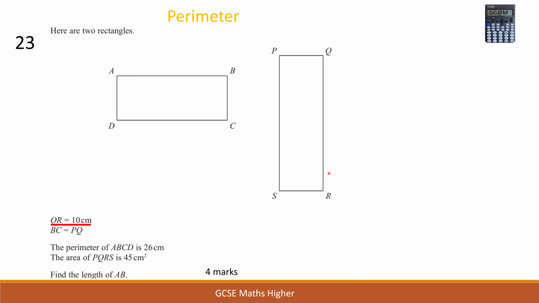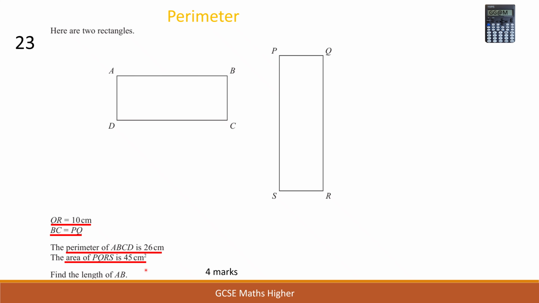So on your diagram, you can label this up as 10. And you're told that B to C, so this distance here, is equal to P to Q. And it doesn't look like they're equal in the diagram, but this length here is equal to this length here. You're told that the perimeter of ABCD is 26. You're told that the area of PQRS is equal to 45.